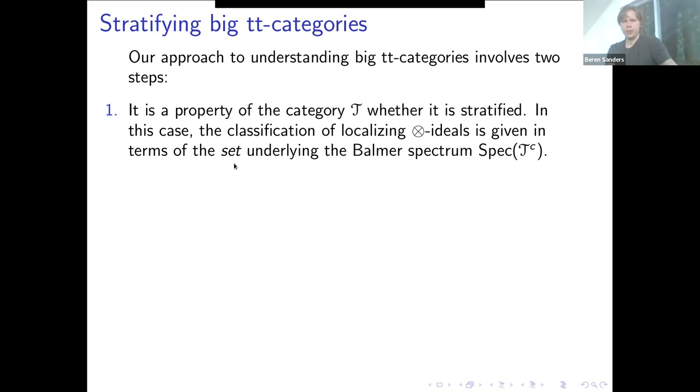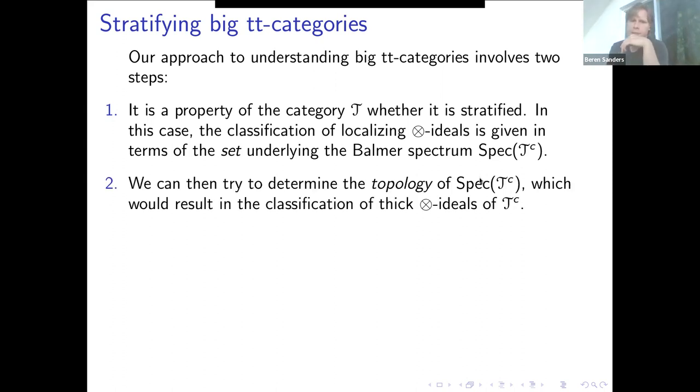And then the next thing you can do is to try to understand the topology of the Balmer spectrum. If you can understand the topology, you would then get a classification of the thick tensor ideals of the compact objects. So this is flipping things from the way we usually think about it, where we usually think of classifying the thick tensor ideals of compact objects as the easier task, and then classifying the localizing tensor ideals as the harder task. In some sense, maybe the latter is the thing that comes first. You don't even need to understand the topology of the Balmer spectrum to do this, but understanding the topology of the Balmer spectrum will then give you the other.